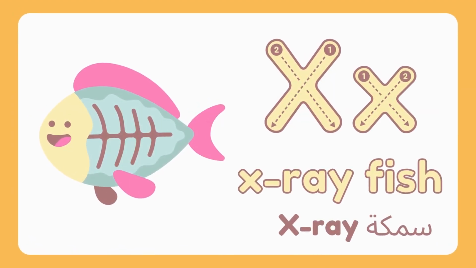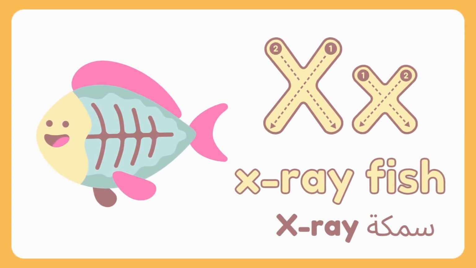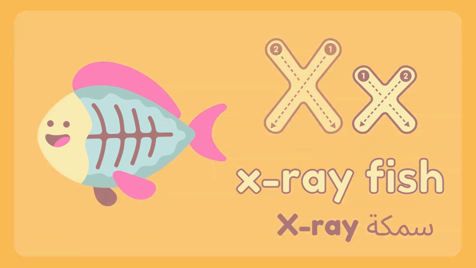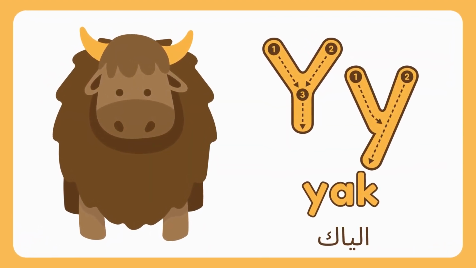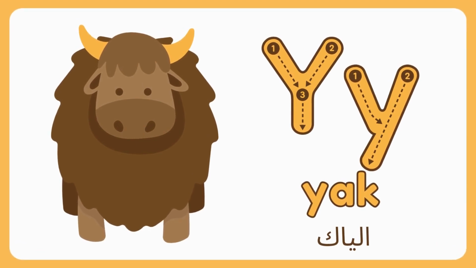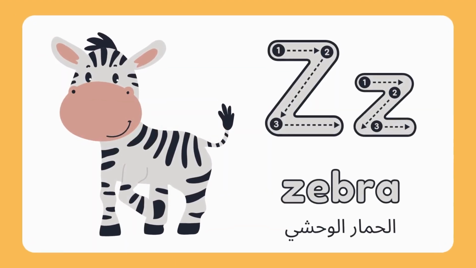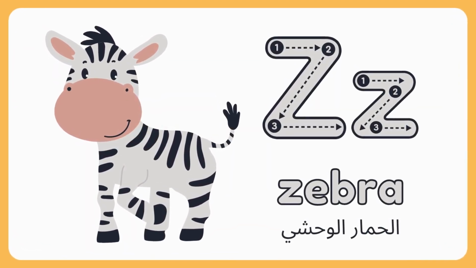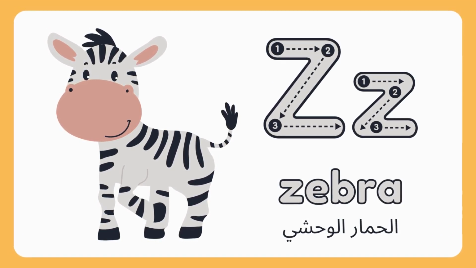X for X-ray fish. X-ray fish. سمكة إكس راي. Y for yak. Yak. الياك. Z for zebra. Zebra. الحمار الوحشي.